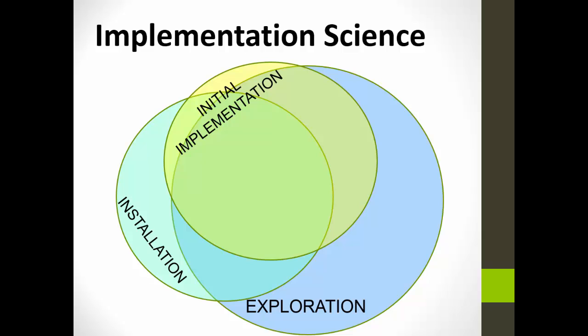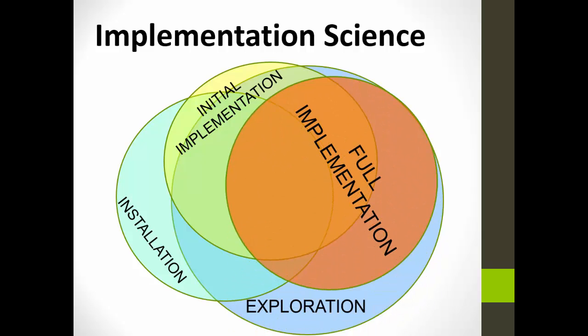And so the initial implementation is when we're first trying to get this rolling. We're trying to move closer and closer to fidelity. And then finally, the full implementation stage is when we're actually able to implement with a high level of fidelity and see the outcomes that we hope to see when we're implementing the program.